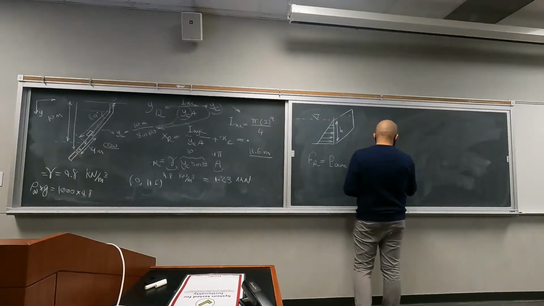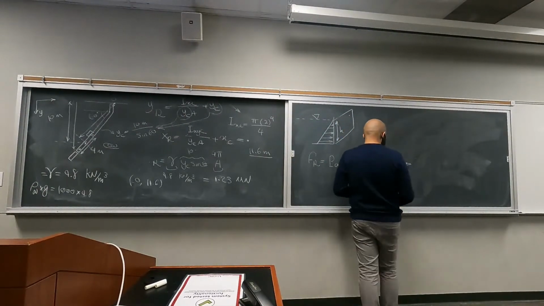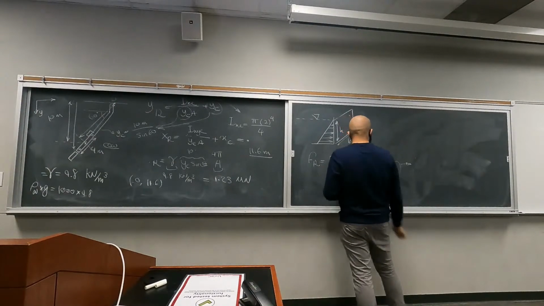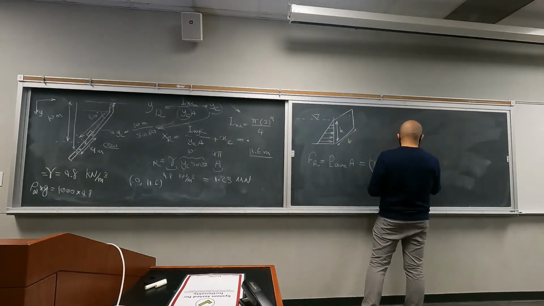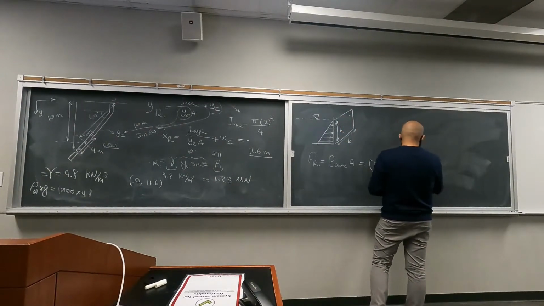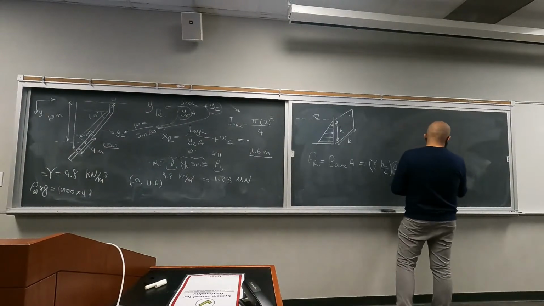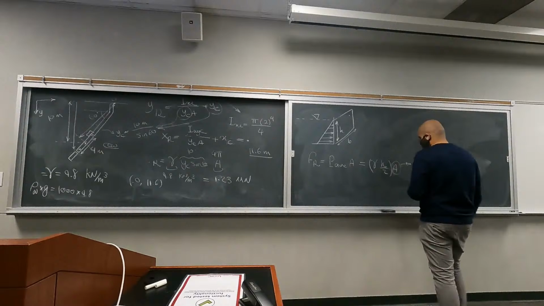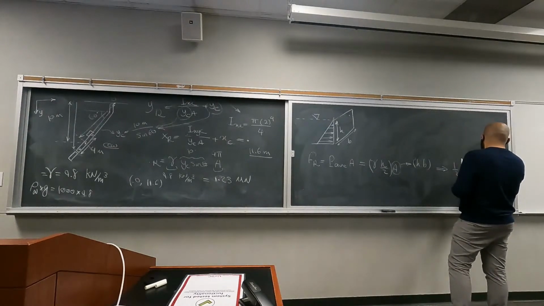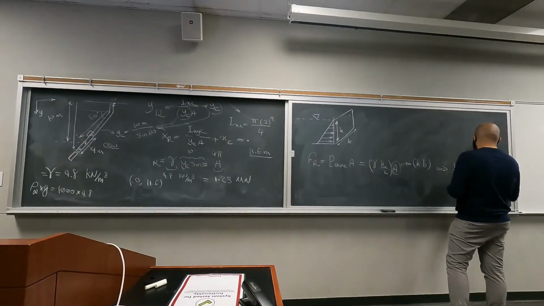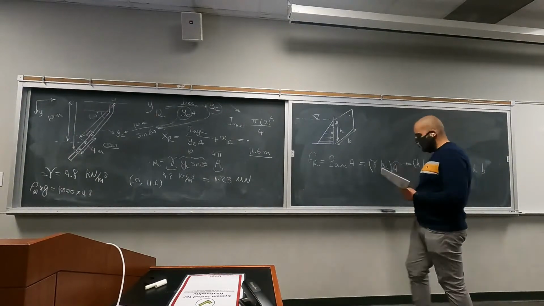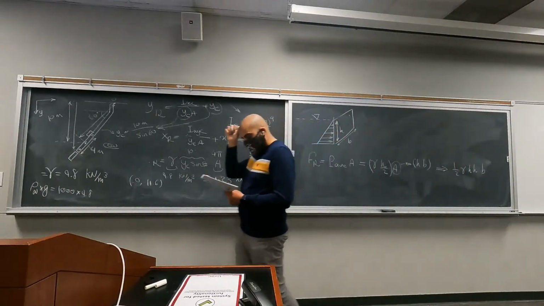And if it's a rectangle, let's say the length in this direction is going to be b, you're going to have hb. So eventually we're going to have 1/2 gamma hb, and we have two h's: gamma h.